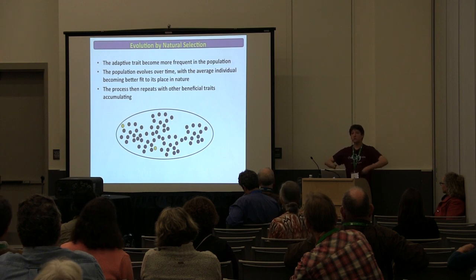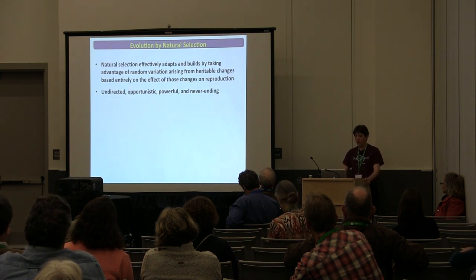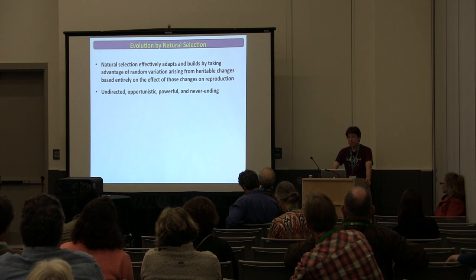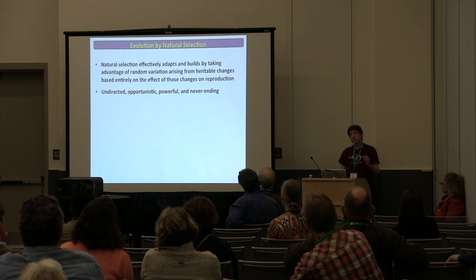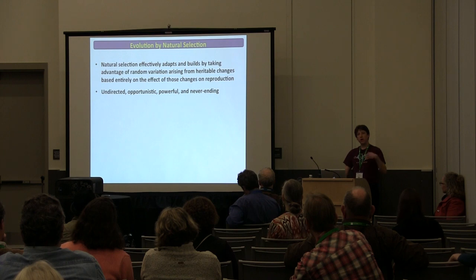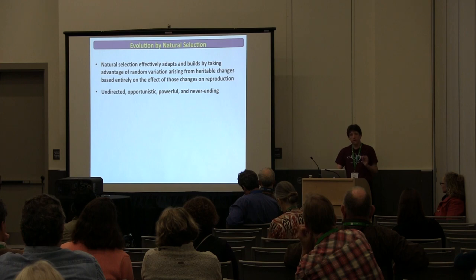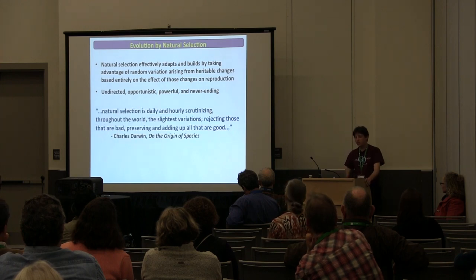And then this process repeats over and over and over again with beneficial traits accumulating over time. And so natural selection effectively adapts and builds by taking advantage of random variation arising from heritable changes based entirely upon their effect on reproduction. This is undirected, opportunistic, powerful, and never-ending. As Darwin put it himself, natural selection is daily and hourly scrutinizing throughout the world the slightest variations, rejecting those that are bad, preserving and adding up all that are good.